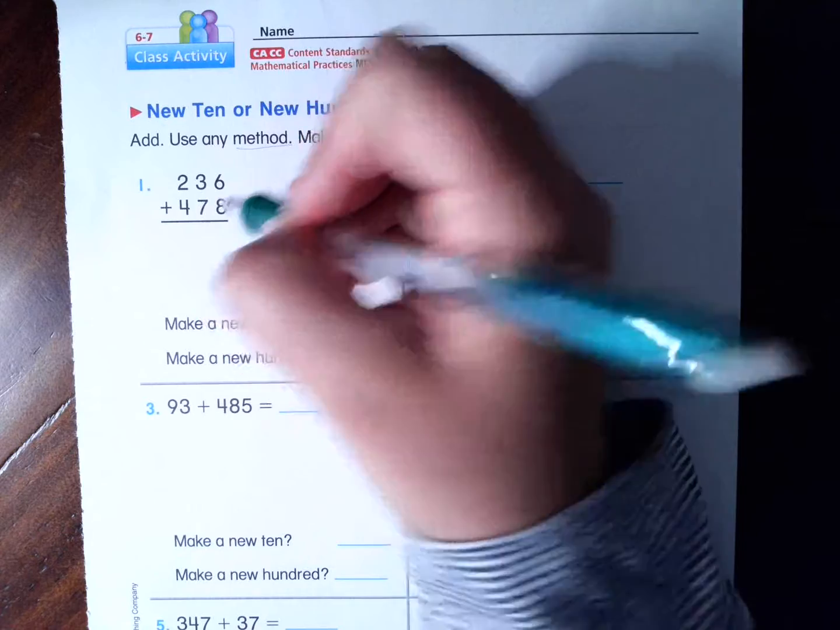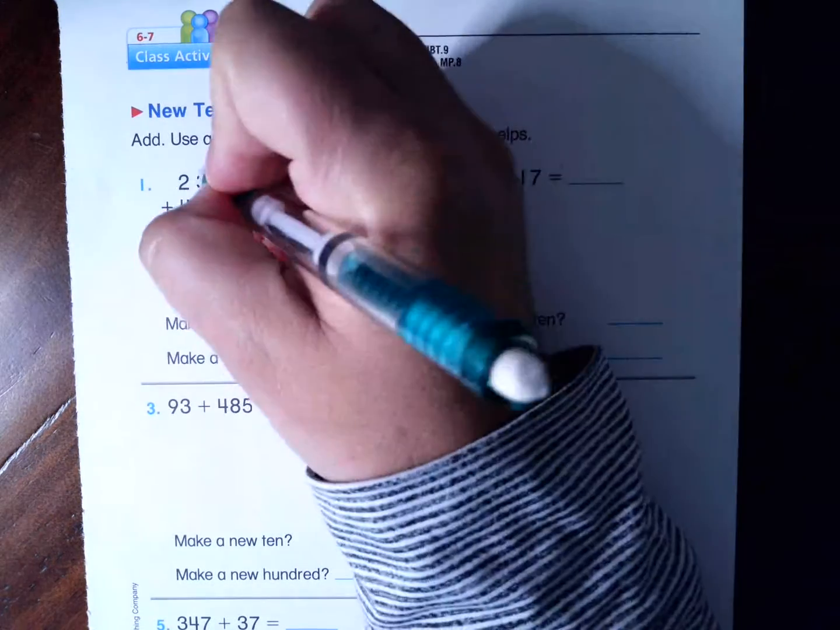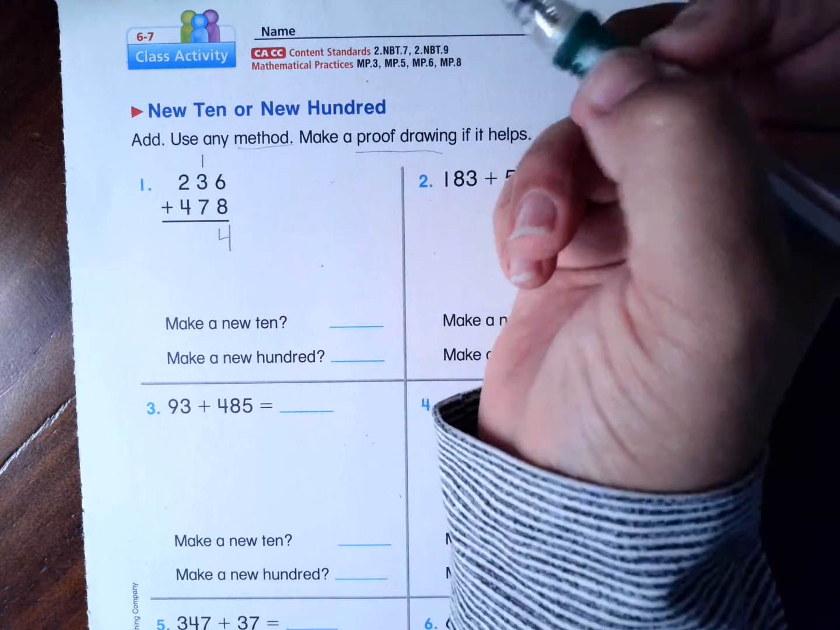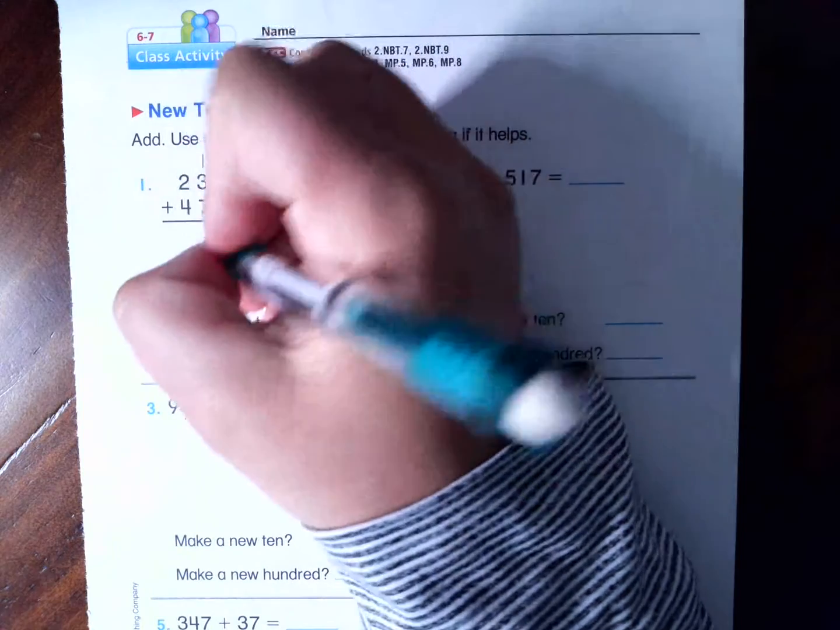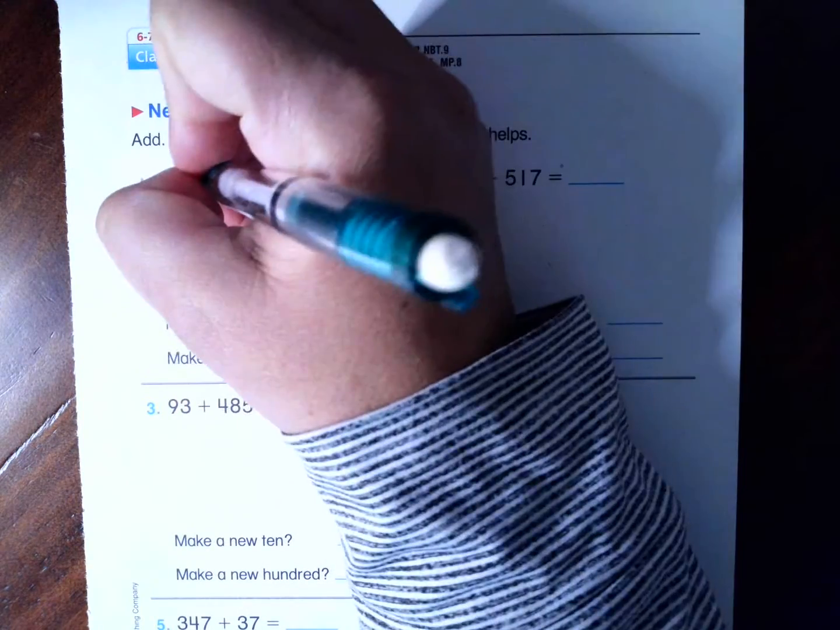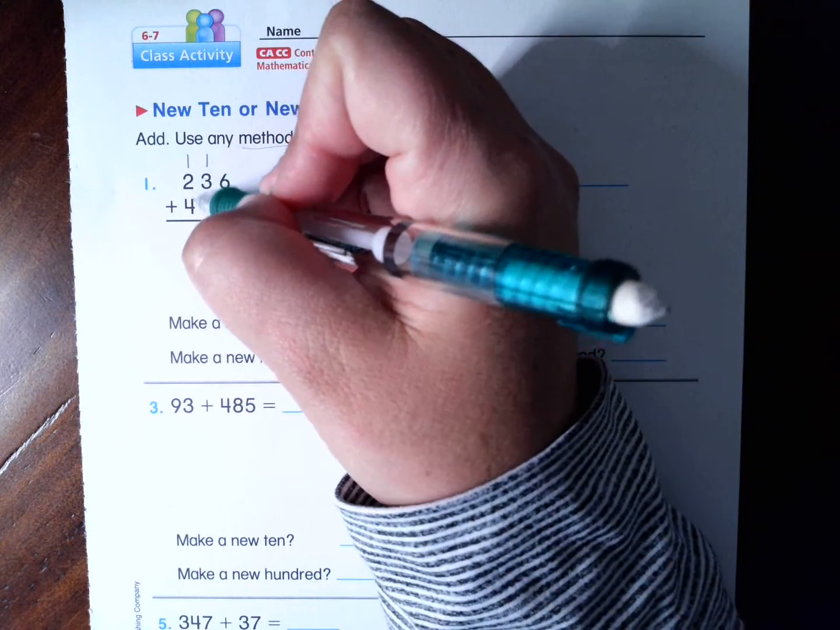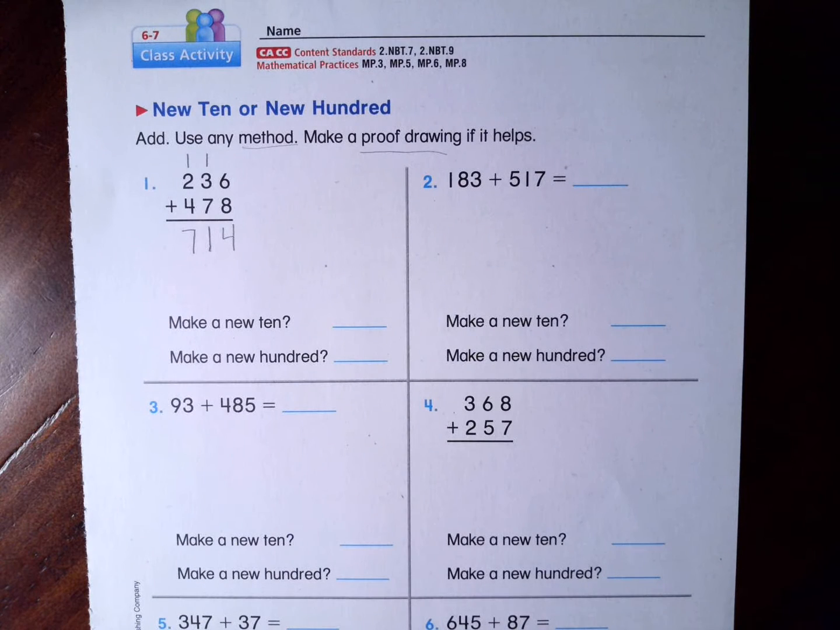So we have 6 plus 8. That gives us 14. I'm going to do new groups above. That is my preferred method, but please make sure you use your preferred method. 1 plus 3 is 4, plus 7 more is 11. Another new group. And then 1 plus 2 is 3, plus 4 is 7. So I get an answer of 714. So that's nothing new. We've been doing adding for a very long time now.